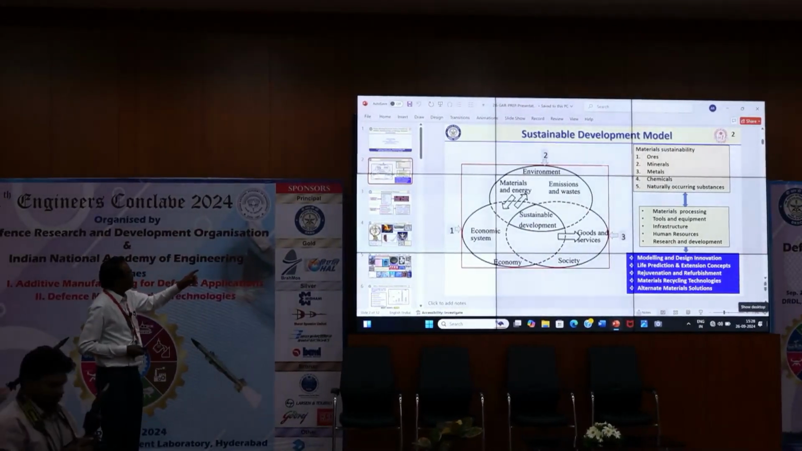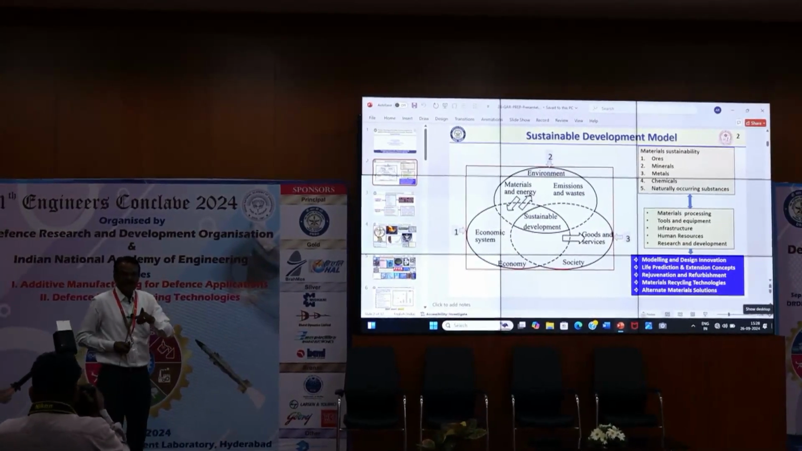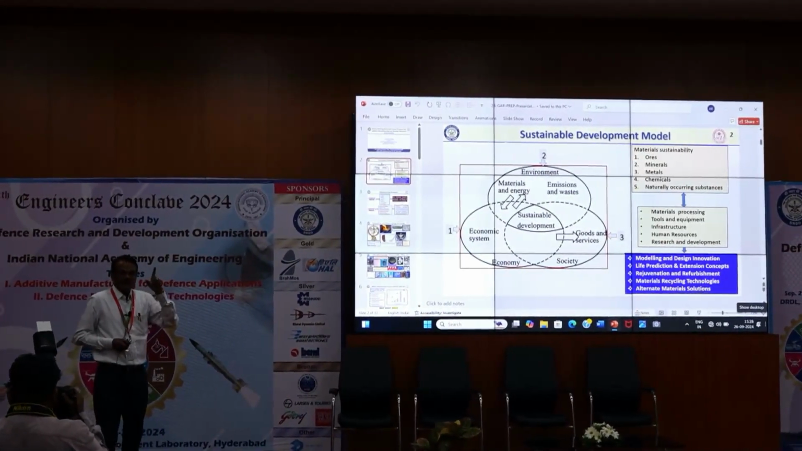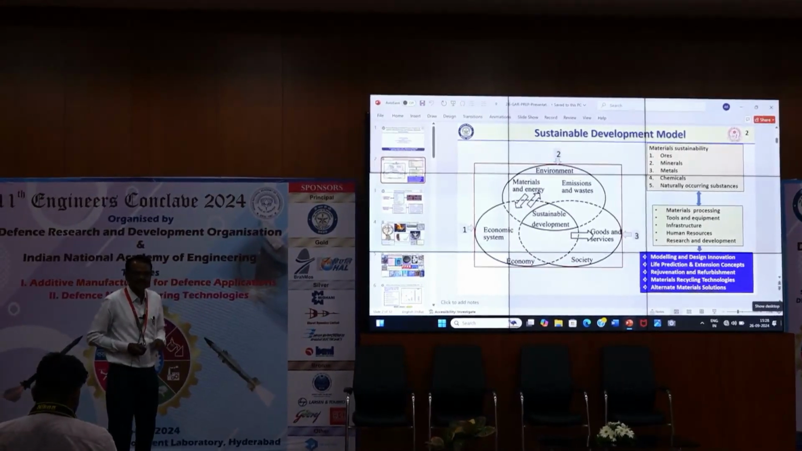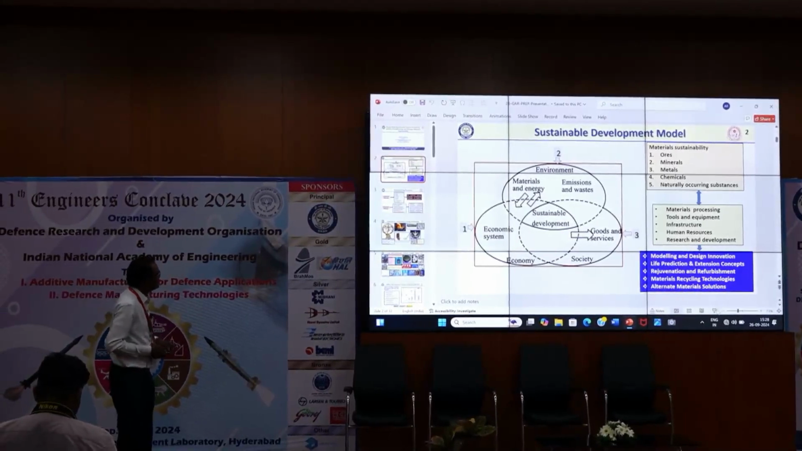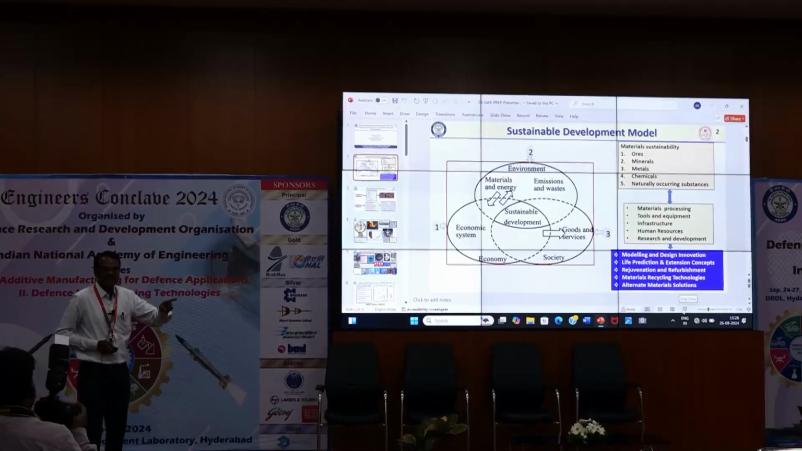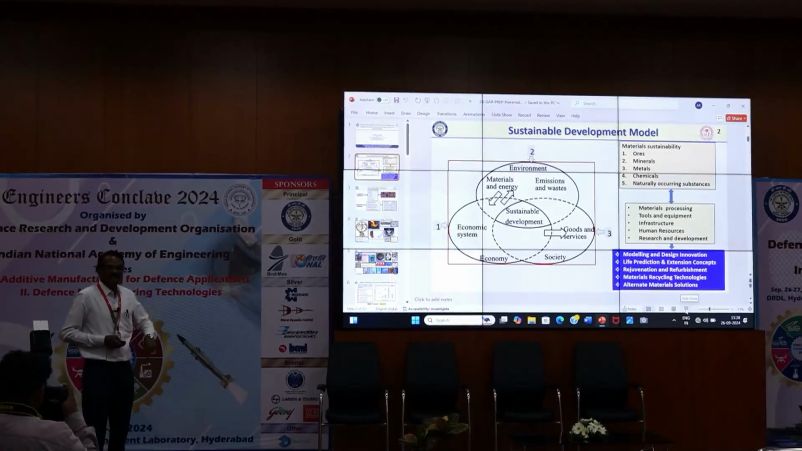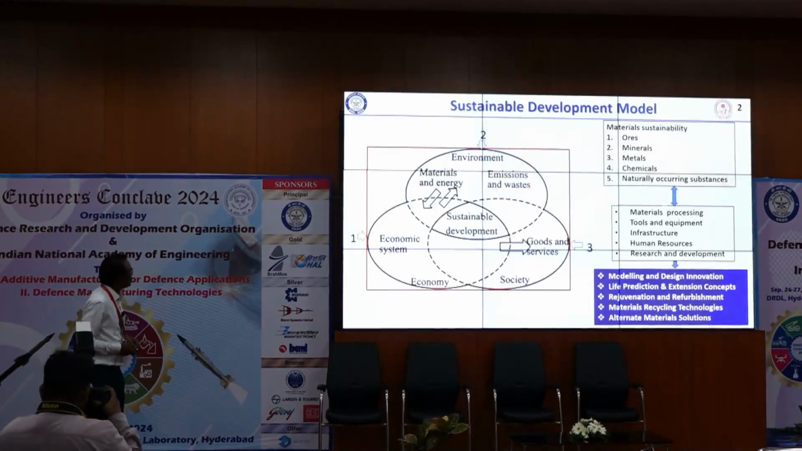But where is the sustainability? For example, DRDO works for the nation, IME also works for the nation with international reputation. But there are 3 important things: number 1, economy, environment, and society. With all these things together, we can work for the development of the nation.